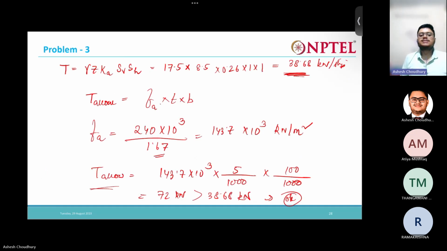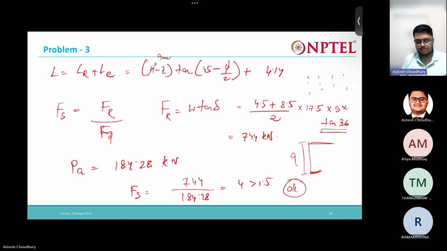Then we determined the tensile strength of the reinforcement, the allowable strength, and we check whether the maximum load coming on each reinforcement is less than that or not. In the end, we determine the length of the reinforcements, and then we determine the factor of safety in overturning and sliding. And the factor of safety for bearing, you do by yourself.